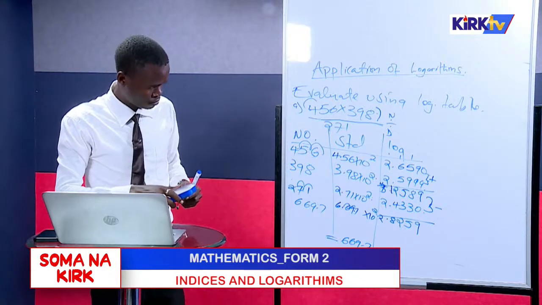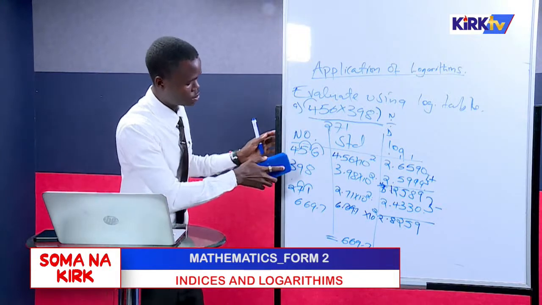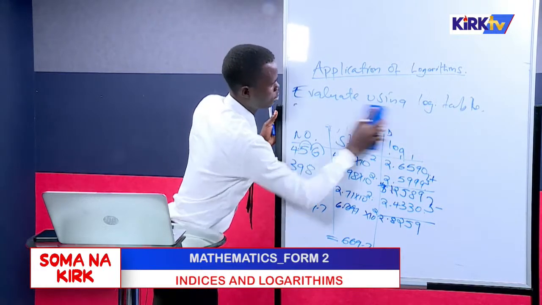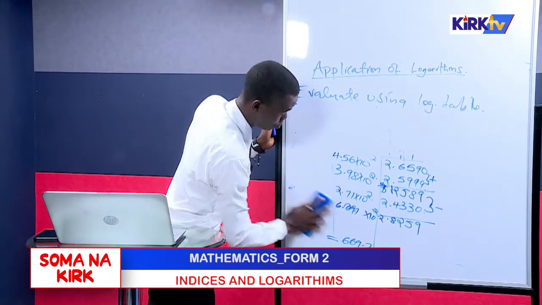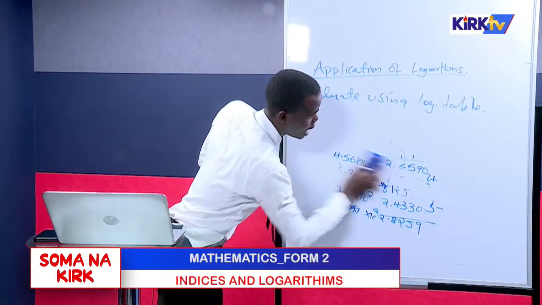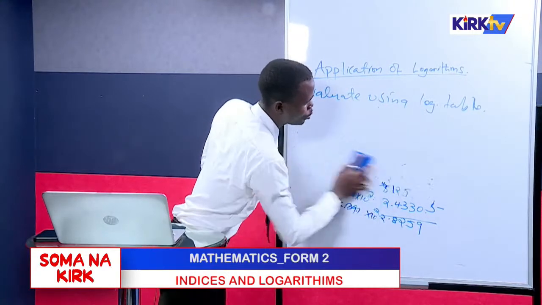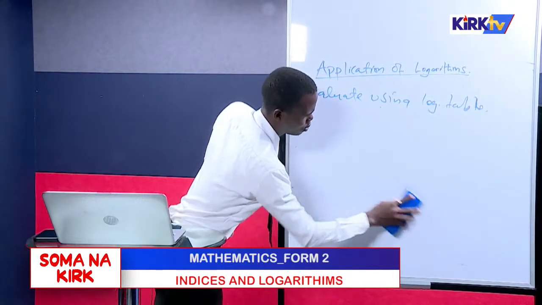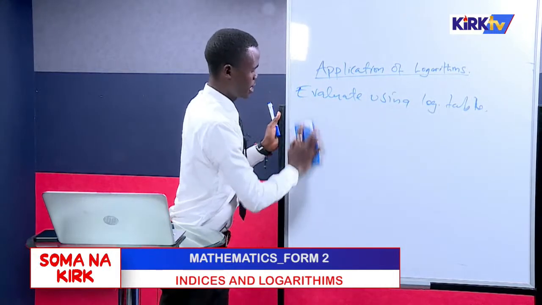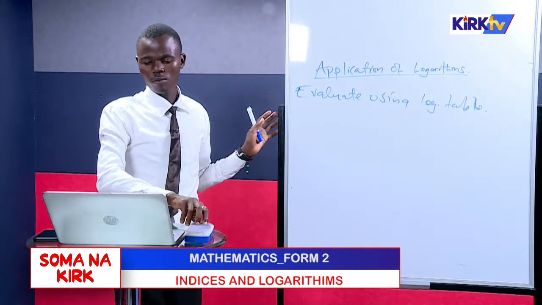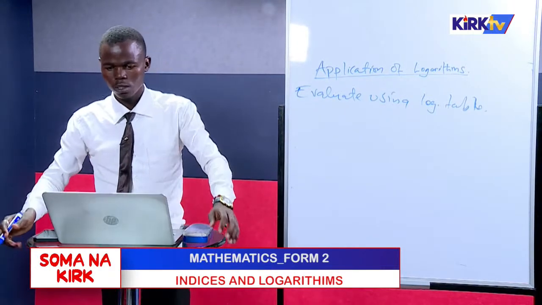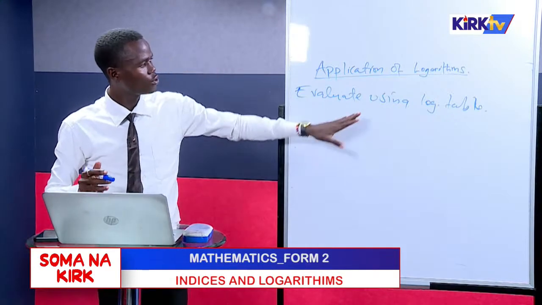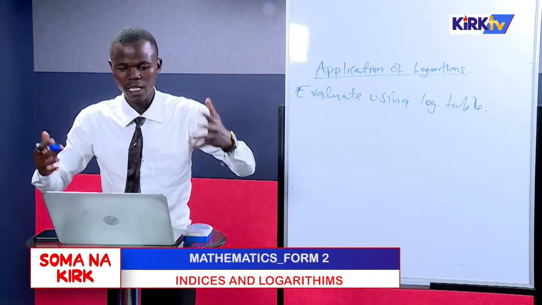Said and done. We have to move to the next example. And now, the next example, I will really need your attention. Why? One, it will now involve a third eye. And in a mathematics lesson, if the teacher tells you to open your third eye, you need to be very careful. So what do we do? Our next example, evaluate using logarithm table.